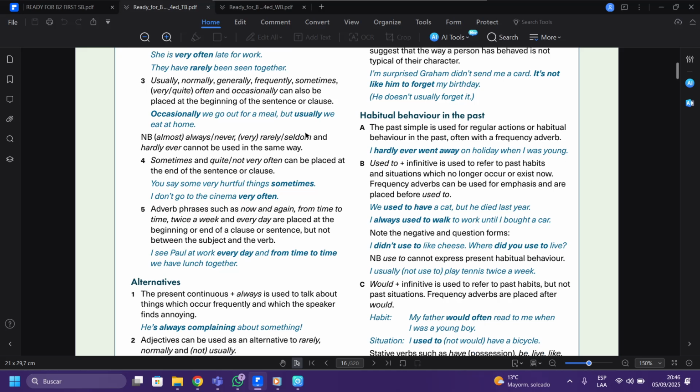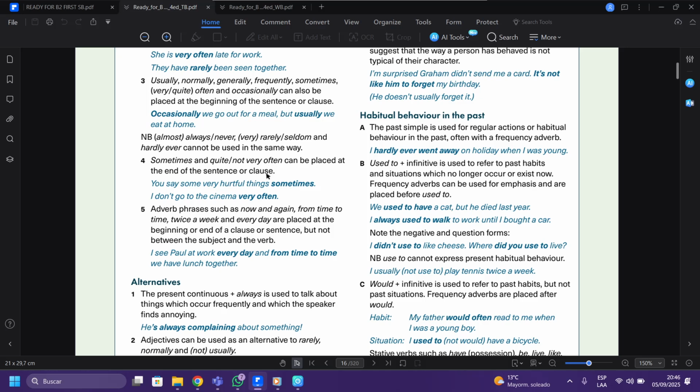Number three, usually, normally, generally, frequently, sometimes, often, and occasionally can also be placed at the beginning of the sentence or the clause. For example, occasionally we go out for a meal, but usually we eat at home, right?